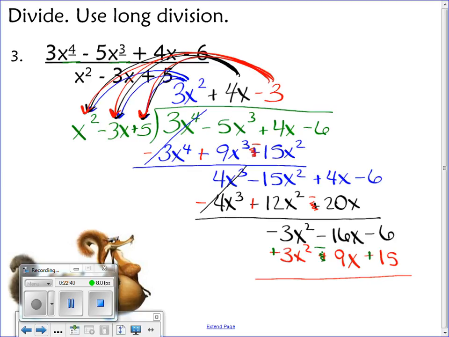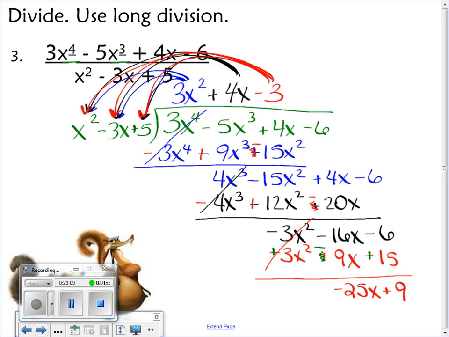First terms cancel. Negative 16x minus 9x, 25x. Negative 6 plus 15, 9. Can I keep going? Can you multiply an x squared and make it negative 25x? No, I can't do that. I can't make it smaller. So I'm done.